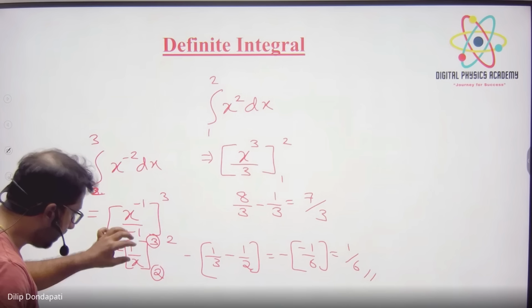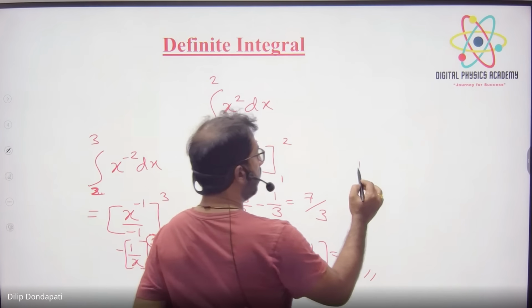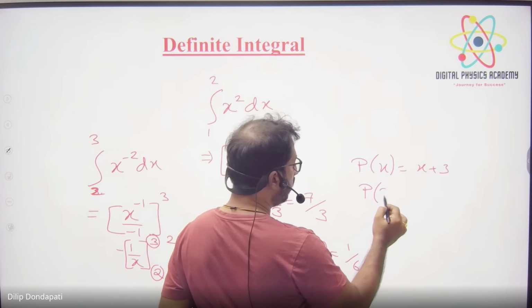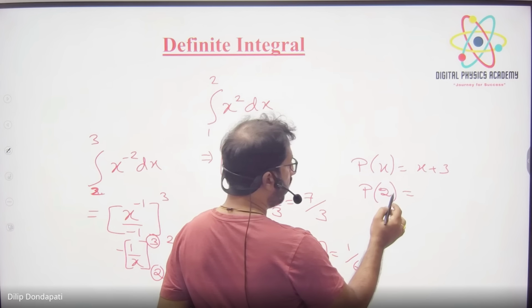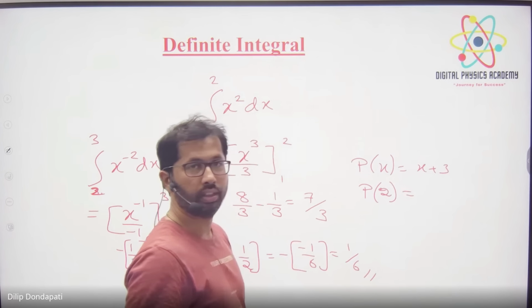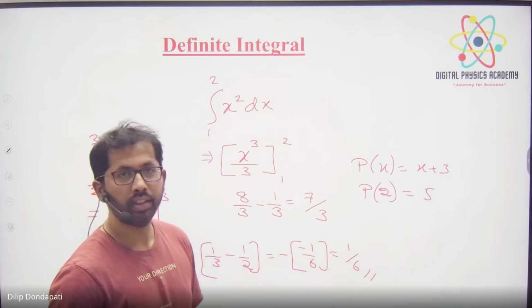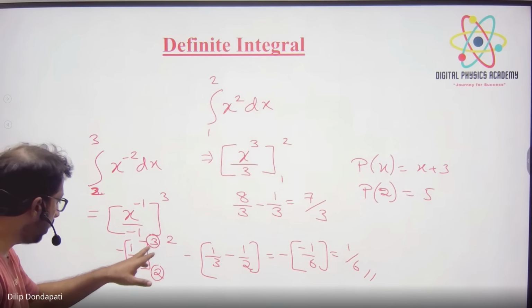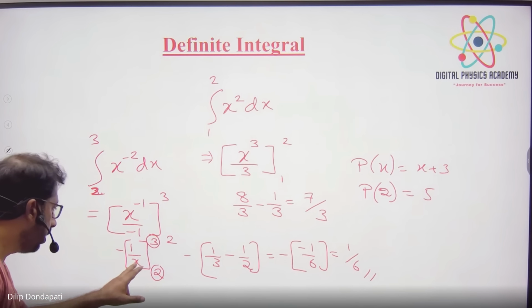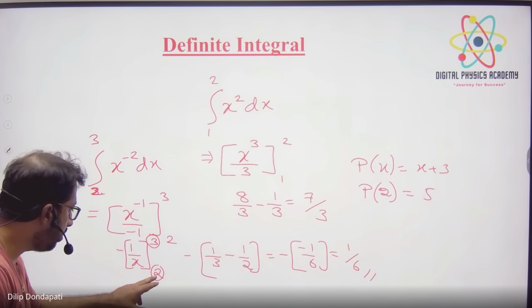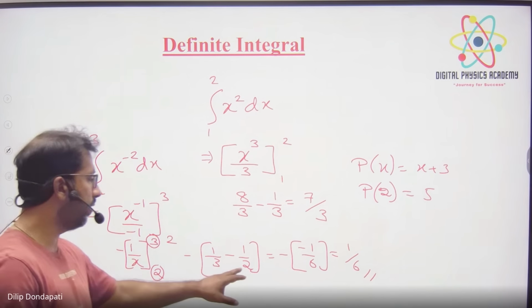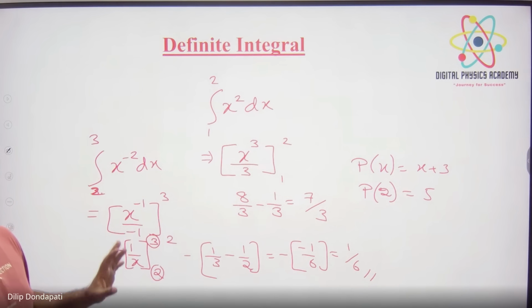Where does the x go? In terms of x, see, if P of x is equal to x plus 3, then P of 2 is how much? Tell me, Rehan. 5. Where is x going? We are substituting. In place of x we first substitute 3. Second, minus lower limit means in place of x we are substituting here. This is called definite integration.